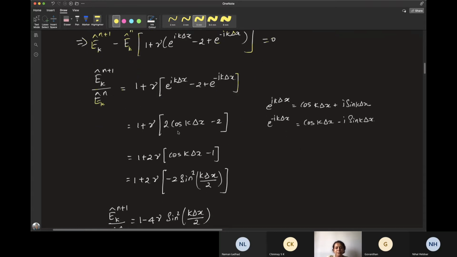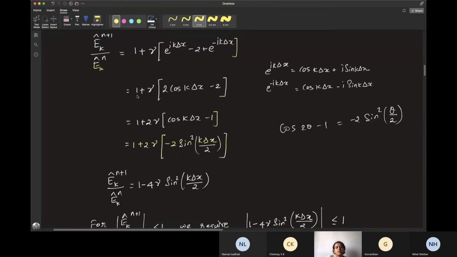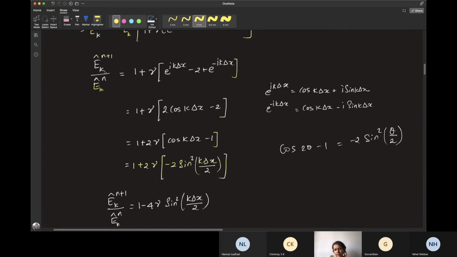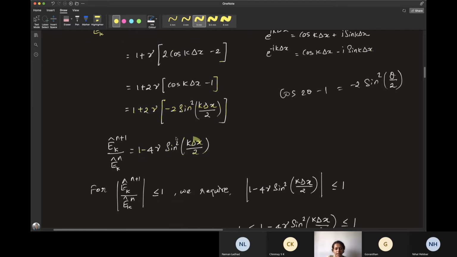So now this actually is equal to 2 cos k delta x minus 2 because of these things. And cos k delta x minus 1 equals minus 2 sine squared. It's just cos 2 theta minus 1 equals minus 2 sine squared theta. So you have something like this. So now your error ratio at different time steps is equal to some term like this. You've gotten a good expression: 1 minus 4 nu sine squared k delta x by 2.